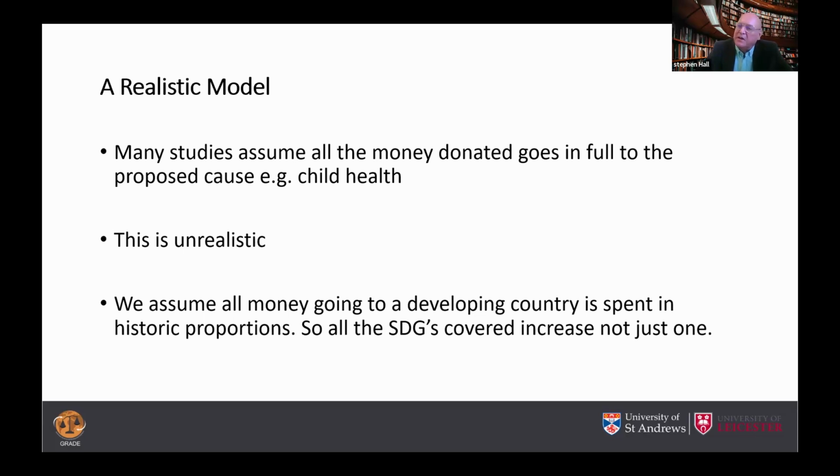Inside the GRADE, the assumption that we make is that when you give extra money in any form to a developing country, it's going to spend that money in the same proportions as it has historically. So we're not looking at one SDG improving as you get an increased amount of money coming into a country. We're looking at all the activities in that country improving. So all the SDGs we cover would improve, but also other things such as infrastructure building. And even if the country's spending a lot on military activity, that would increase too. So that's what we mean by a realistic model, one which doesn't make unrealistic assumptions about how a government will behave.